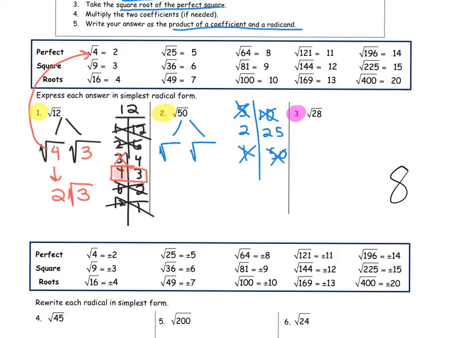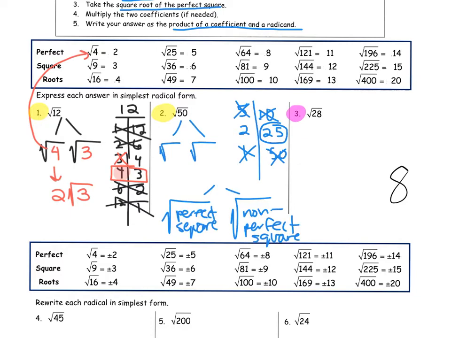2 is not a perfect square, but 25 is. So remember what I said. You want to put the perfect square on the left, and then the non-perfect square on the right. When you break up your radical of whatever that number is, I want you to put the perfect square on the left and then the non-perfect square on the right.